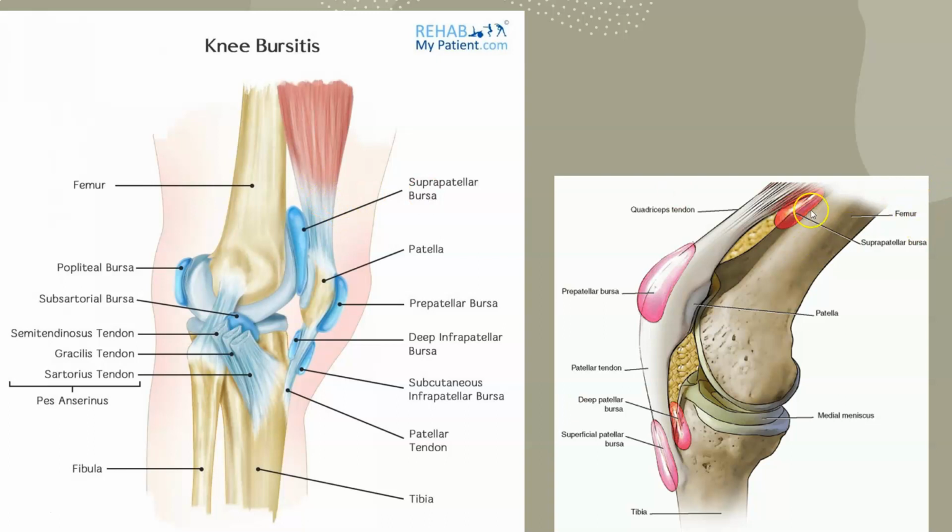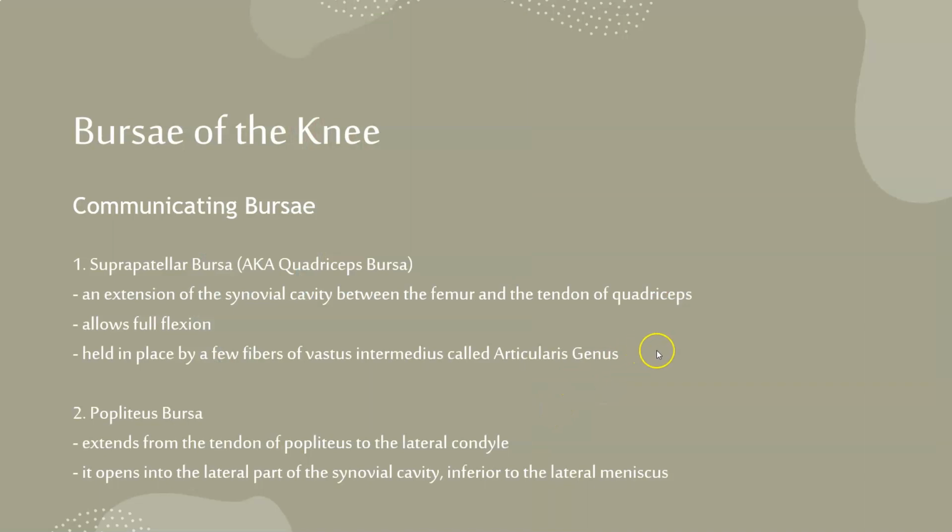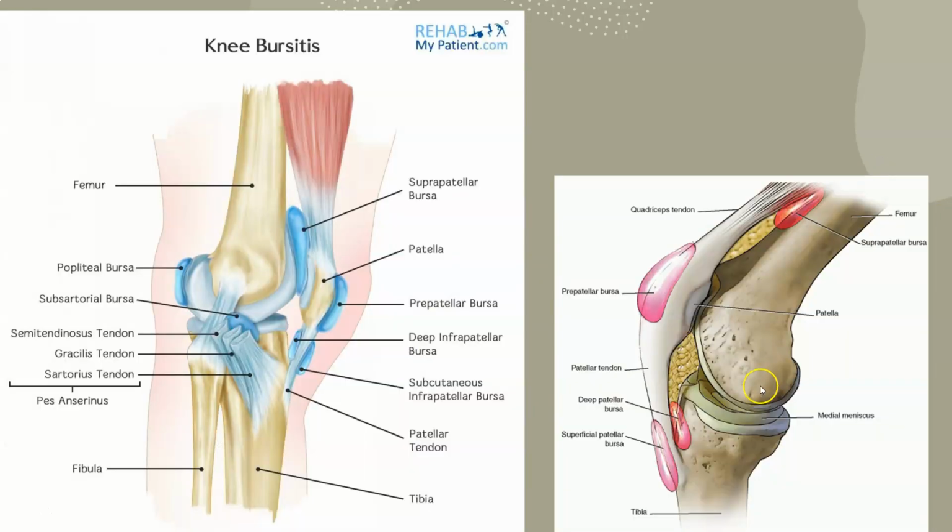Again, the suprapatellar bursa, and you can see how one of the quadriceps just tends to hold it in place. We can see the suprapatellar bursa here as well in red in this diagram. The next is the popliteus bursa. Of course, that's the popliteus muscle we talked about that goes underneath the fibular collateral ligament. It extends from the tendon of the popliteus to the lateral condyle. It opens into the lateral part of the synovial cavity inferior to the lateral meniscus. So we can see it here in the posterior aspect, sitting approximately here.